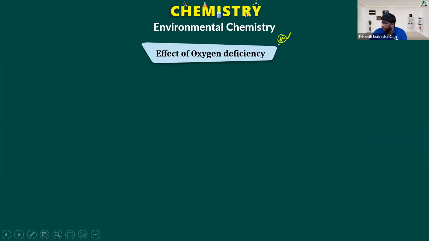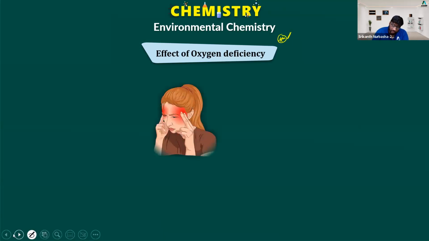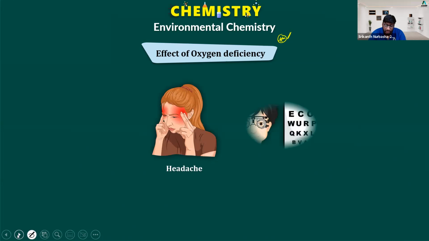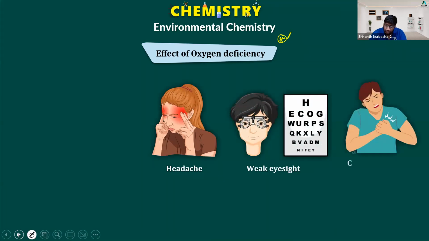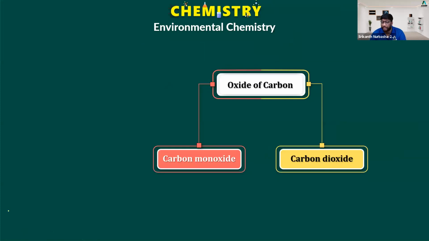Next point, effect of oxygen deficiency. If there's a deficiency in oxygen, we obviously have different effects like headache, weak eyesight, cardiovascular diseases. Yes or no? So all such kind of diseases you are going to have: headache, weak eyesight, cardiovascular diseases. These are all going to happen because of the deficiency of oxygen.